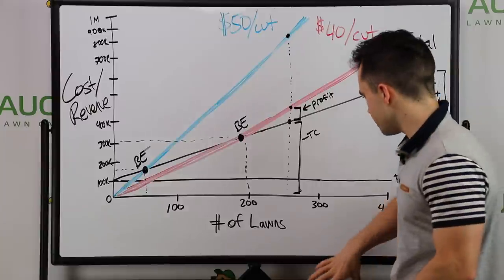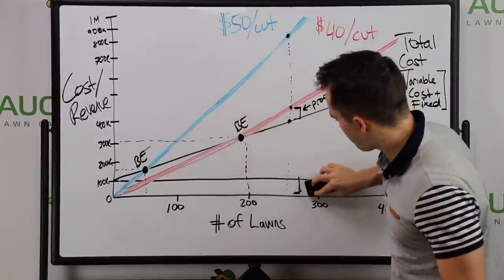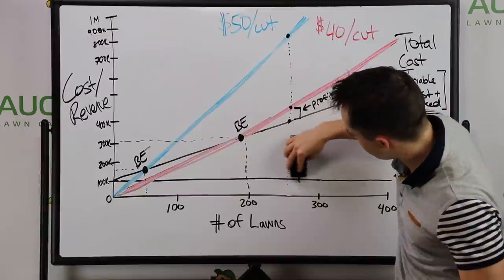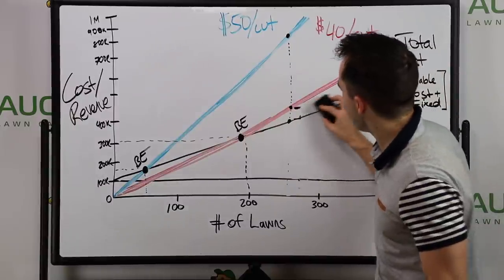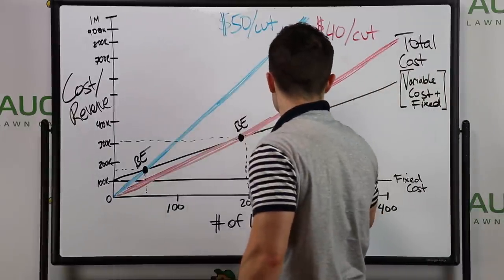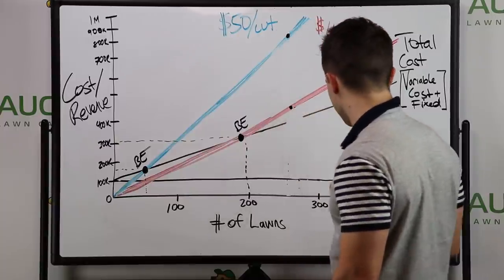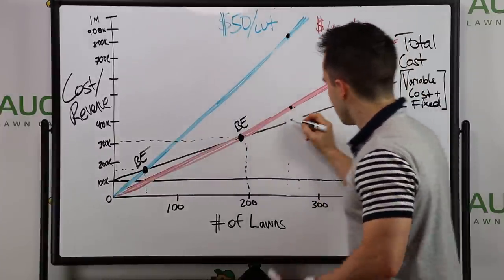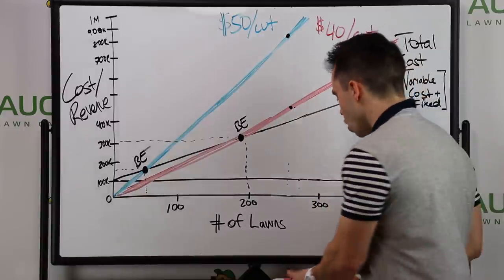Now, let's erase these markings real quick, and I'm going to show you what happens when we have a $30 cut. Okay, and again, these numbers that I'm using are just subjective. It's just to show medium, low, and high pricing. It's not to say that these prices per cut are wrong or right or what you should be using in your market. So let's draw, though, another pricing method. This is going to be the low cost method.